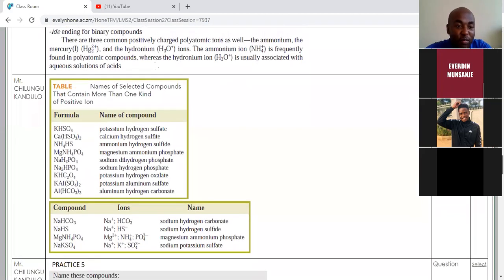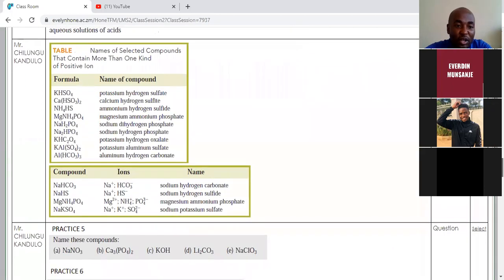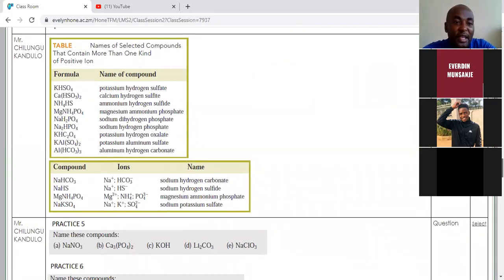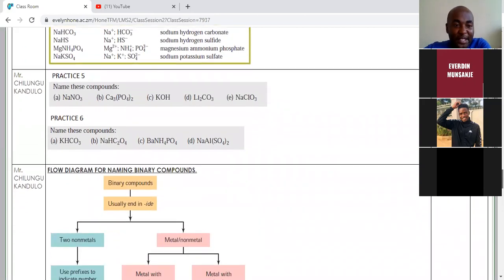The rest are more common names, so that you just familiarize yourselves. There are these hydrogen sulfates. Even hydrogen carbonate is also called bicarbonate, biphosphate, bisulfate. So anything with bi is hydrogen something. I'm sure you've seen them before as you go to practice. So these are the things we're expecting of you.